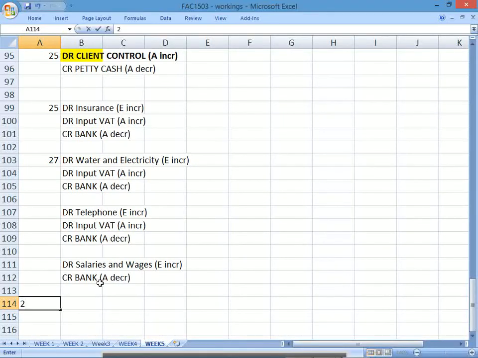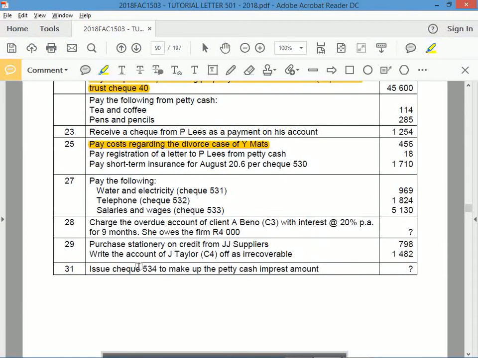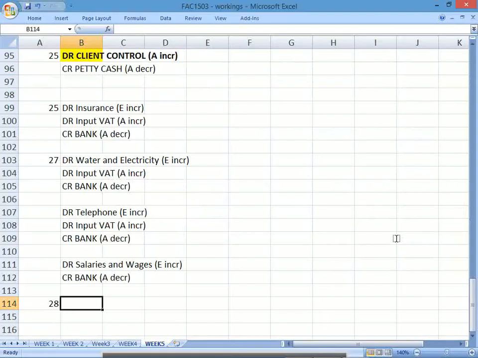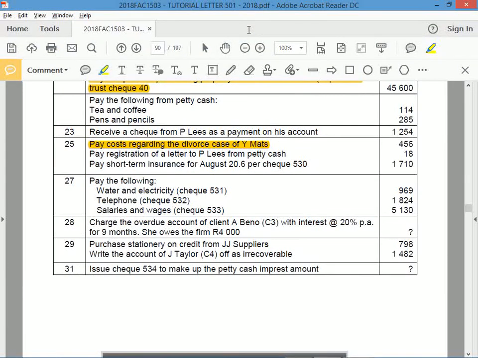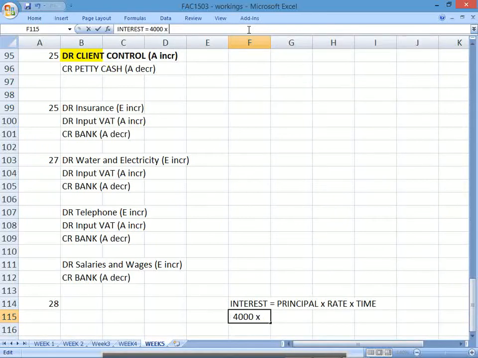28. You're charging an overdue account with interest at 20% per annum for 9 months. She owes the firm 4,000. Okay, there's a question mark here because you have to calculate the amount. Right, so when looking at interest, interest is calculated using principal times rate times time. This is a little bit of financial mathematics. Okay, so the interest that's applicable here: how much did she owe? 4,000 times the rate of 20% times 9 months, 9 over 12.